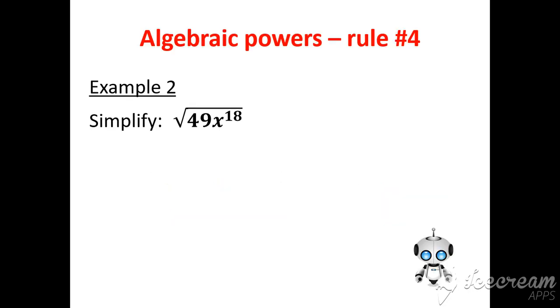All right, so here's example 2. Let's simplify the square root of 49 times x to the power of 18. Well, the answer is 7 times x to the power of 9. I got 7 because I took the square root of 49, and that's 7 because 7 times 7 is 49. And I got x to the power of 9 because I took 18 and half of 18 is 9. So my answer is 7 times x to the power of 9.